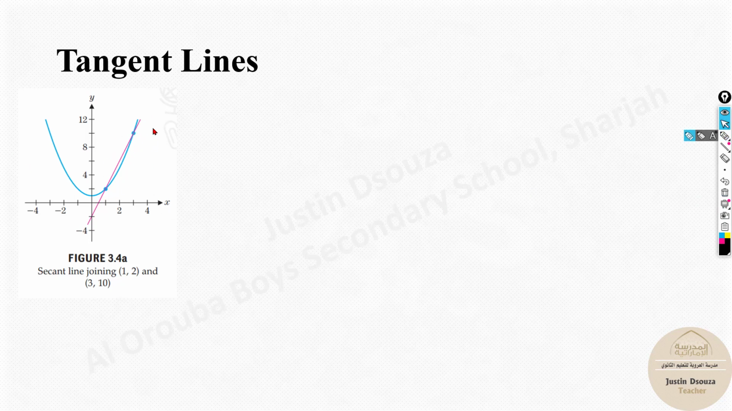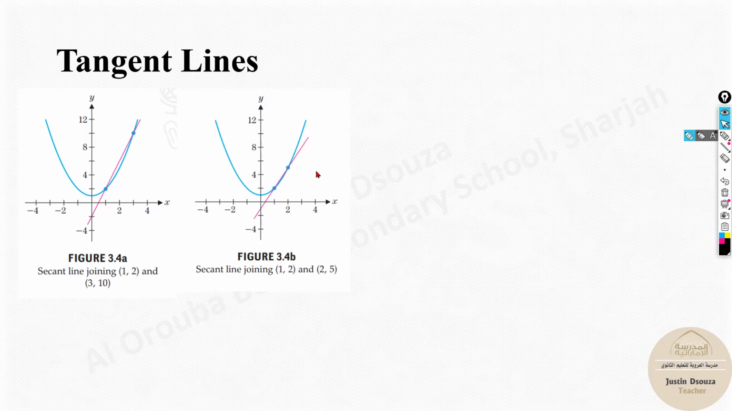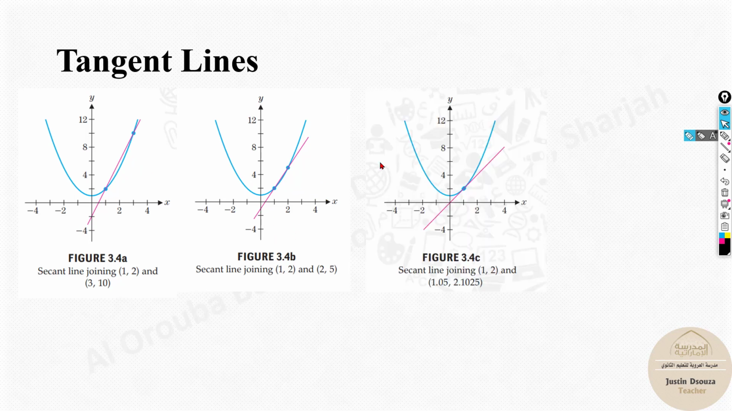Now how can we get this secant line to be a tangent line? What we can do is we can get it as close as possible. If we bring these points closer and closer, you can see this point is constant. We need to find the tangent line at this point. We are bringing it more and more closer.